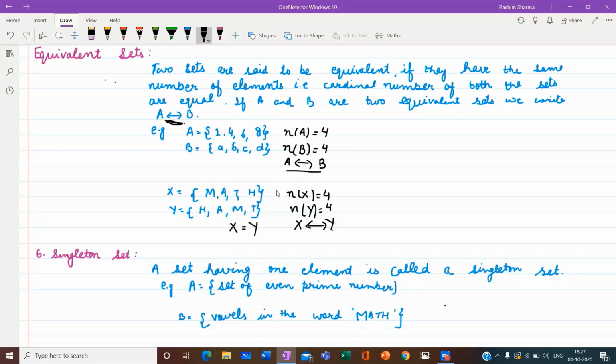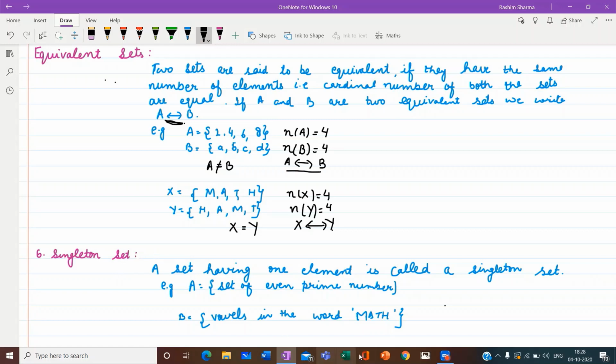Alright. So you can see here that every equal set is an equivalent set. But here we can see every equivalent set is not an equal set. Here we can see that A is not equal to B. So the condition is every equal set is an equivalent set, but every equivalent set may or may not be equal. Okay, next is singleton set.